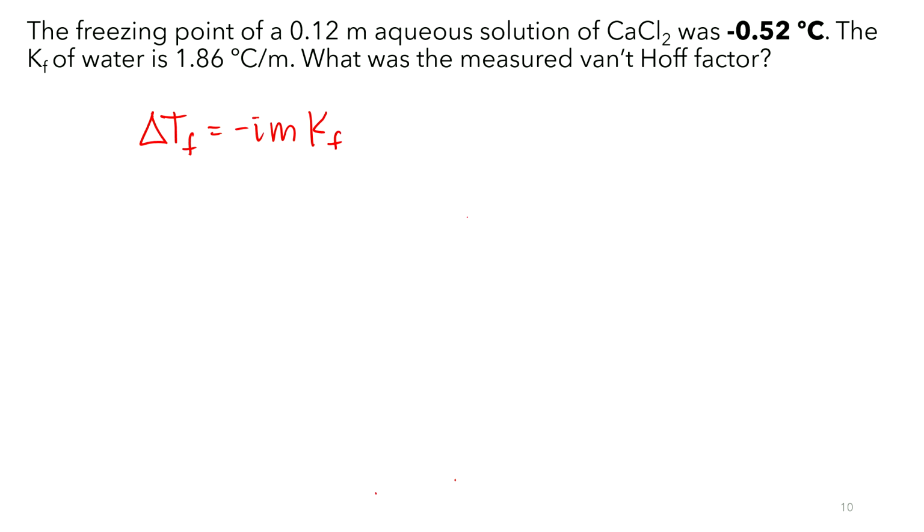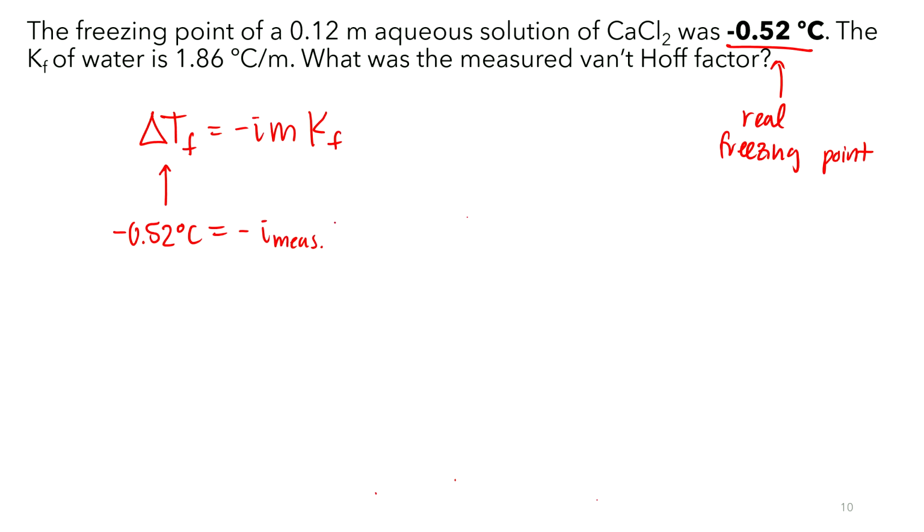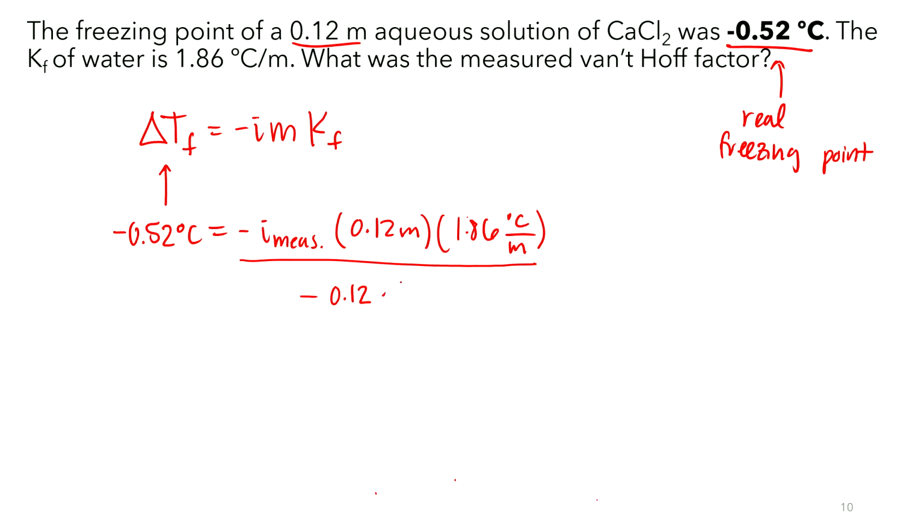All right? We are given the measured freezing point, and I could have strengthened this by saying the freezing point was measured to be. This is the real freezing point. Okay, I went into lab and I did this. I know that it's negative 0.52 degrees Celsius. I know that now that relates to i measured, what the real Van't Hoff factor was, times molality, times Kf for water. All right, so I'm just going to divide both sides by negative 0.12 times 1.86.